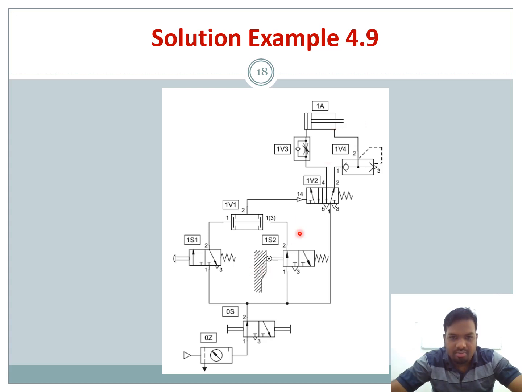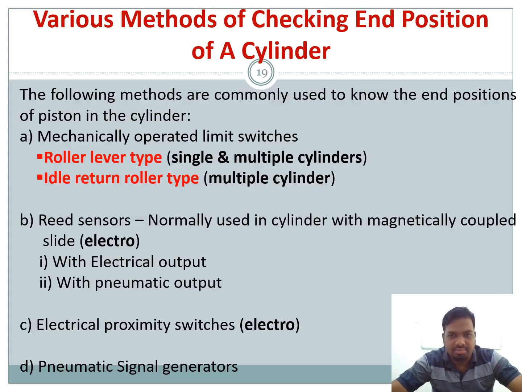Then your 1S2 is released automatically when it's a retraction detector. So there will be no input in port 14. Your valve will be returned back to the initial, unactuated position by the spring, and this signal will be passed to a quick exhaust valve, meaning your cylinder will return quickly. Okay, so this is for this example.